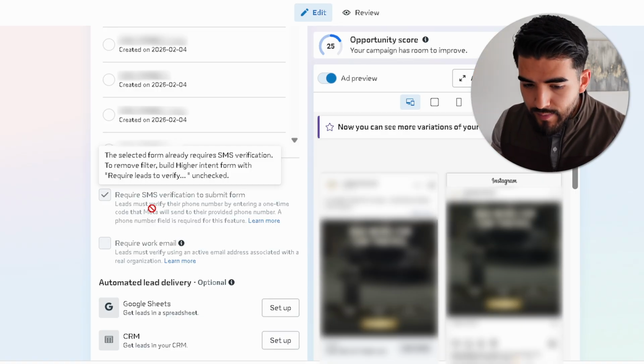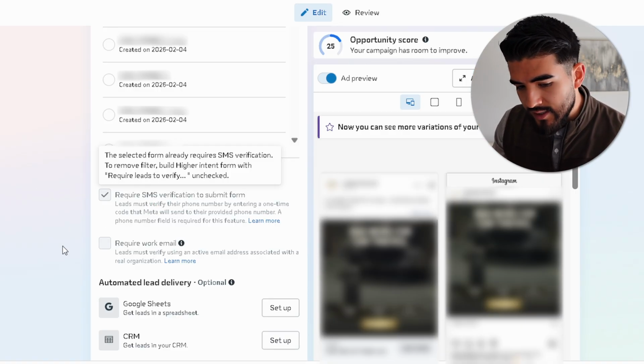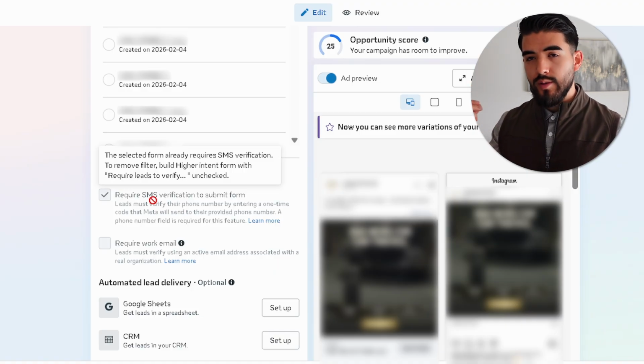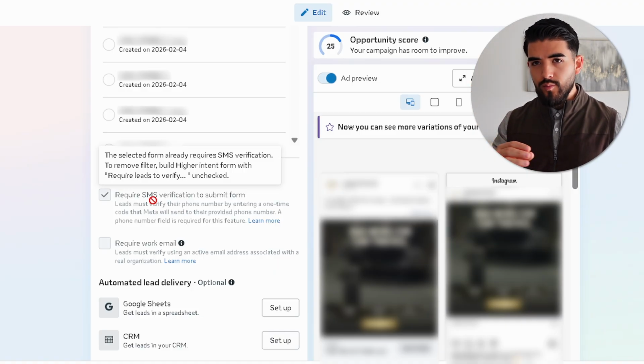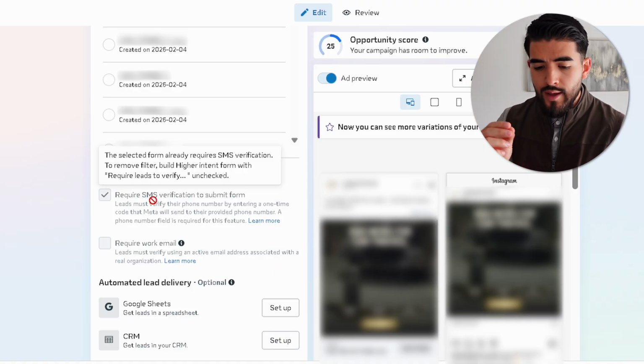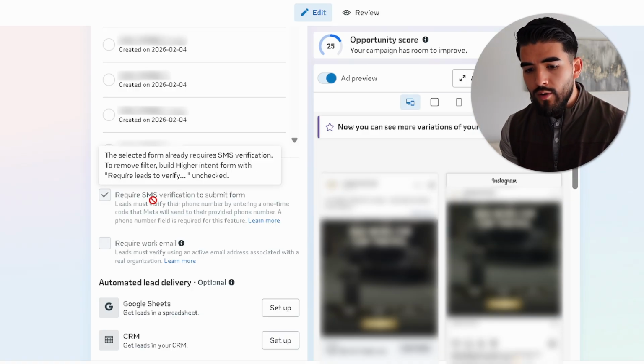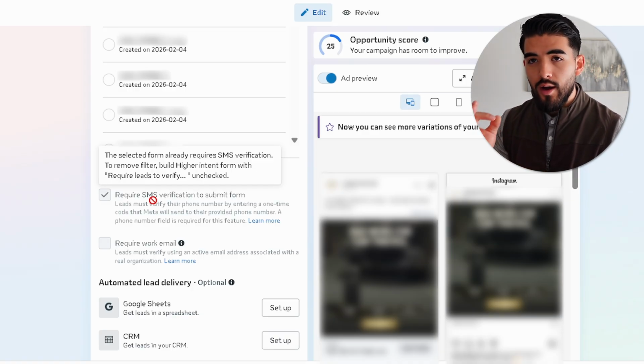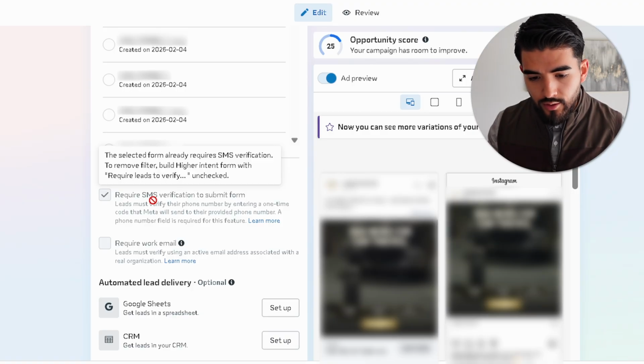The second thing is to make sure you set up a quality filter, and that's what this is. We require SMS verification for people who submit this form. What that does is, after they've submitted the form, they have to get a code sent to their phone and plug it back in to fully submit their form. It's just an extra layer of quality that you can fold into your campaigns.